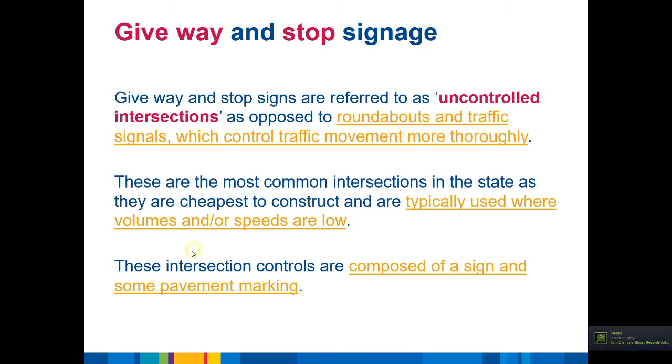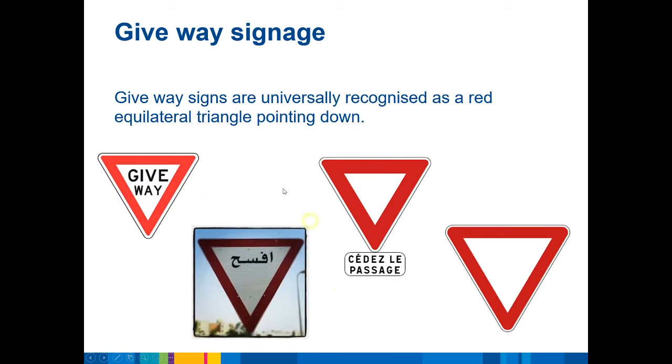Now the intersection control, the working part of this intersection, needs to be both the sign and the line marking. It's very important. As we'll see shortly, the line marking in some cases is critical. Give way signage, universally, this is everywhere in the world, give way signage is a red equilateral triangle pointing down. Whether it has the word give way in it or not, if you see this triangle, many places in Europe don't have any writing, they just have the shape, and you know that's a give way sign.